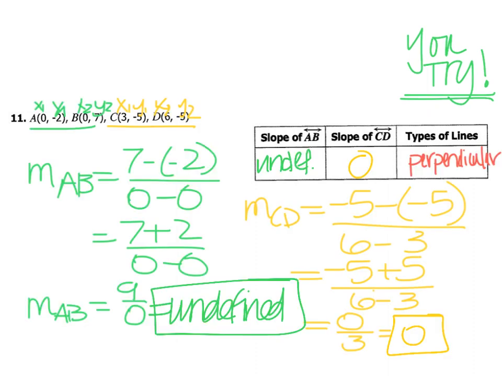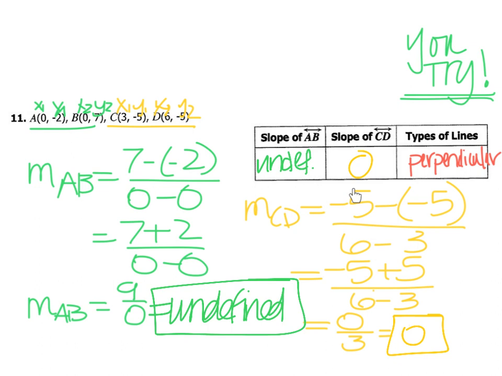All right, so you should have gotten that the slope of AB is undefined. How we get that is y2 minus y1 over x2 minus x1. 0 is on the bottom, and we can never divide by 0. You get an error in your calculator. This is an undefined slope.